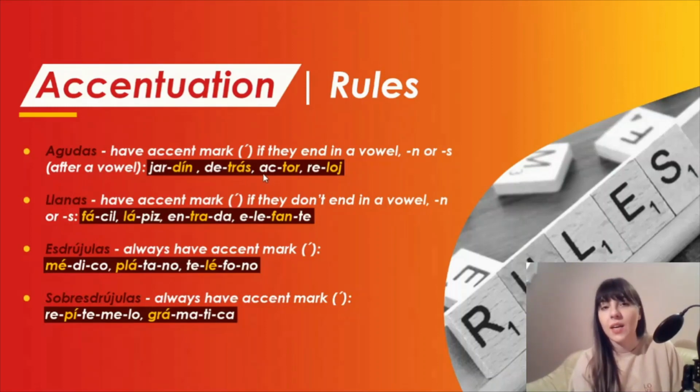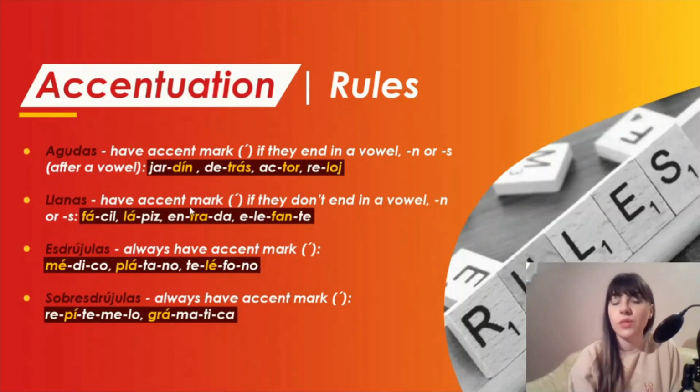Next word is actor. This is also aguda because the stressed syllable is the last one, but this one ends in a consonant, which is r. So this one doesn't have the accent mark. The last example is reloj, and it belongs to agudas because the last syllable is the stressed one. And this word ends in j, which is a consonant, and doesn't have an accent mark.